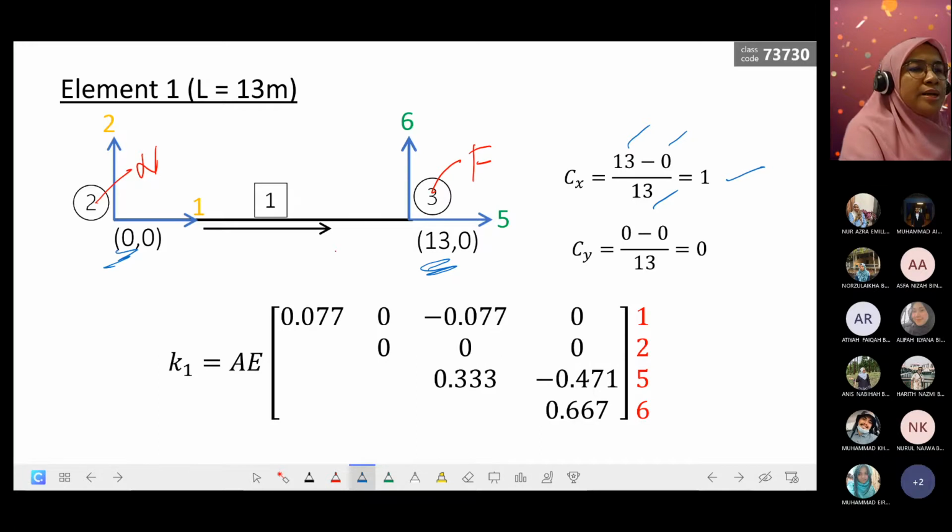So we get 1 and 0. For a horizontal member, we will always get 1, 0 like this. For a vertical member, we will get 0, 1. So we put it into the formula, and we will get like this.